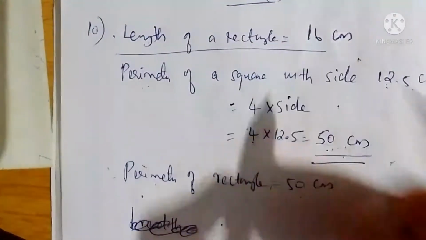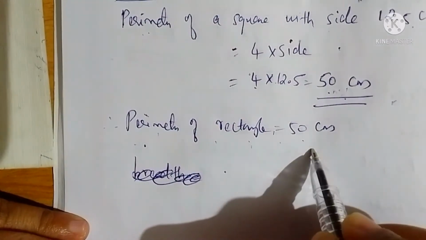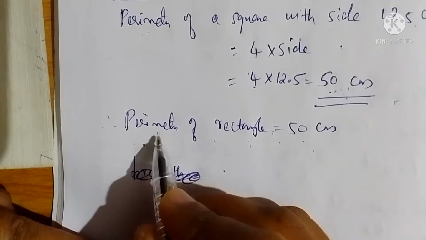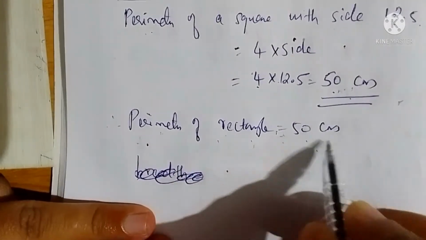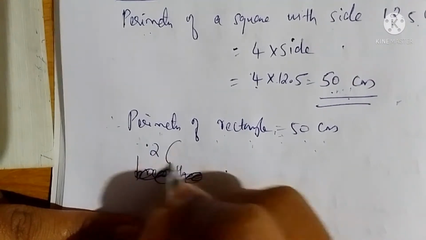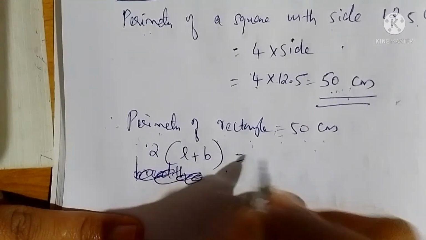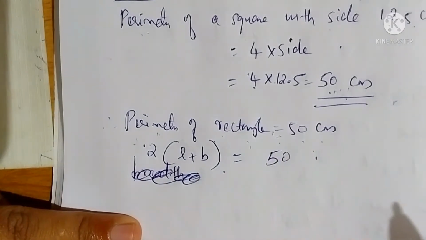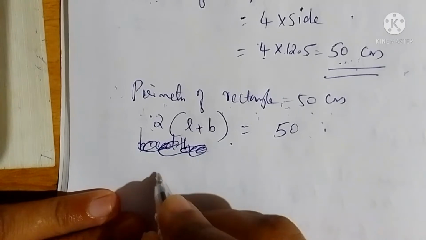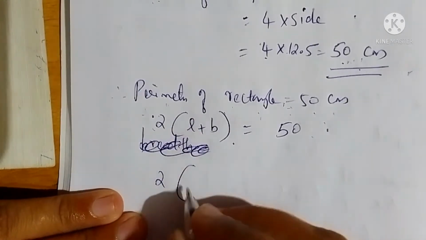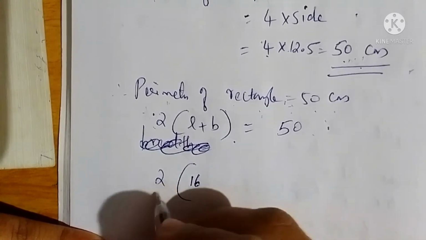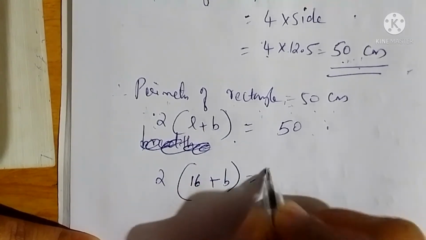Length of the rectangle is given and perimeter we found. Now we need to find its breadth. So you can use the formula of perimeter. Perimeter of rectangle, 50 centimeter, you can find by using the formula 2 into (L plus B) equal to 50. In place of L you can substitute 16. 2 into (16 plus B) equal to 50.